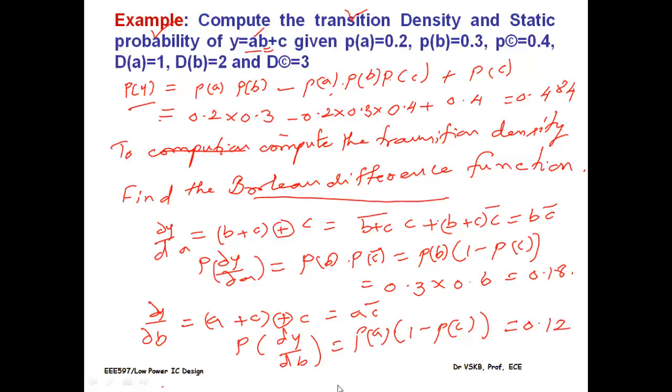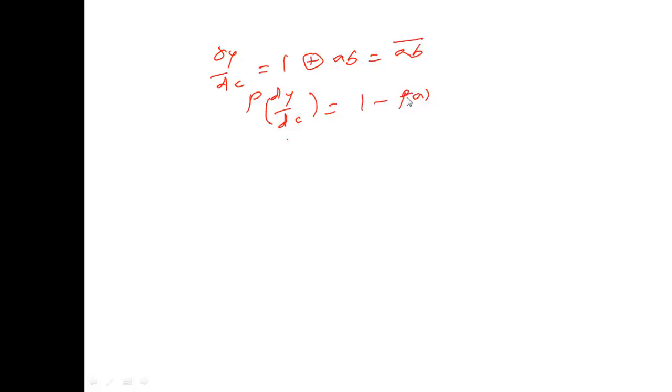Similarly, I would go for calculating for dy by dc. For dc, if I put 1 plus your ab, that's going to be naturally 1, that would be XORed with ab, that would be ab bar, and p of dy by dc would be equal to 1 minus pa pb, because it is ab whole bar, and that would be 1 minus 0.2 into 0.3, that's equal to 0.94.